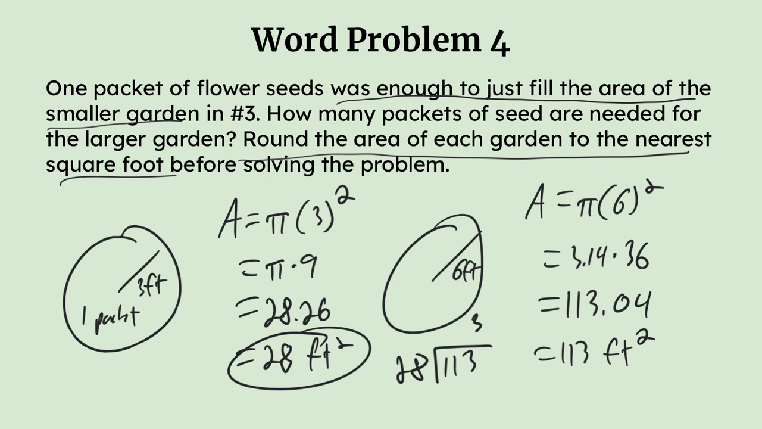3 times 28 is 84. Subtract. That becomes a 0, 13. 9, that becomes a 0, 10, 29. Looks like we do 4. So 4 packets with an extra square foot left over, right? So how many packets would we need?